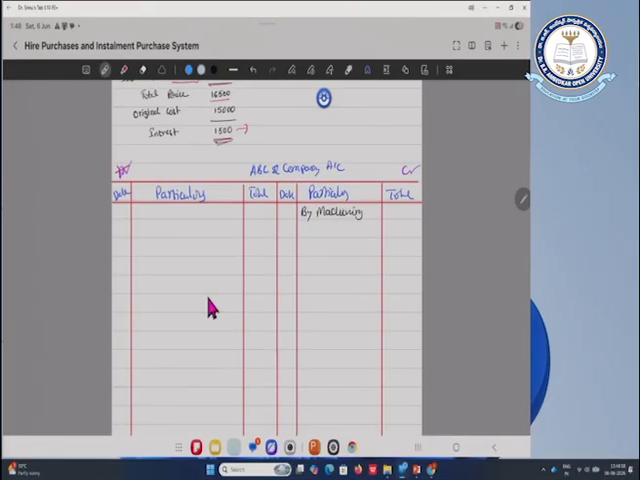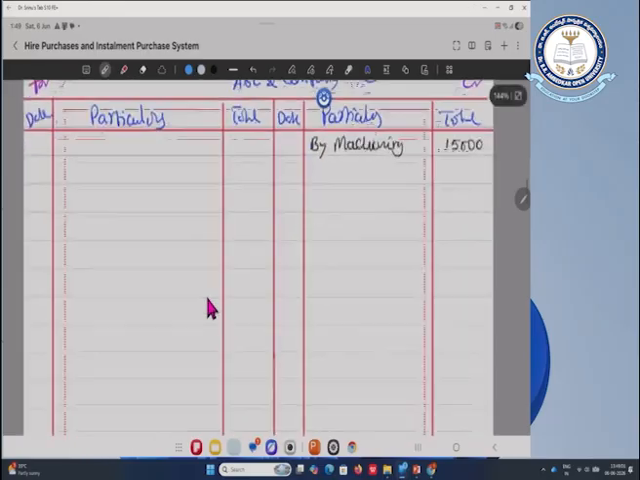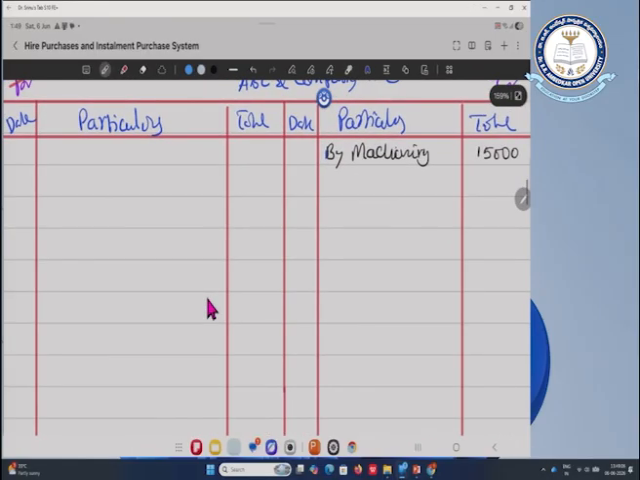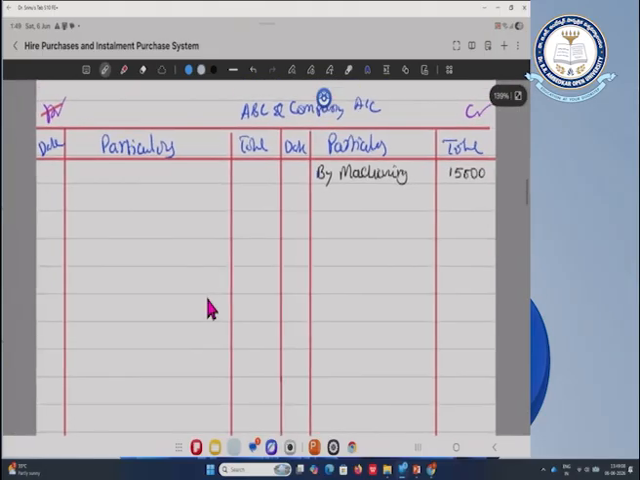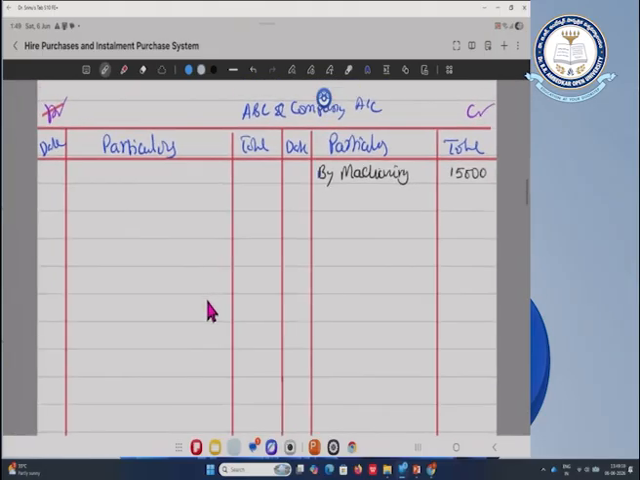So, here, buy machinery account. How much? 15,000 is the original cost. What did they receive? Down payment, how much they paid?